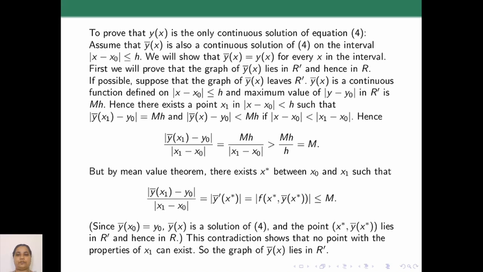But by the mean value theorem, there exists an x* between x0 and x1 such that |ȳ(x1) − y0| / |x1 − x0| = |ȳ'(x*)|, which is equal to |f(x*, ȳ(x*))|, which is less than or equal to M.